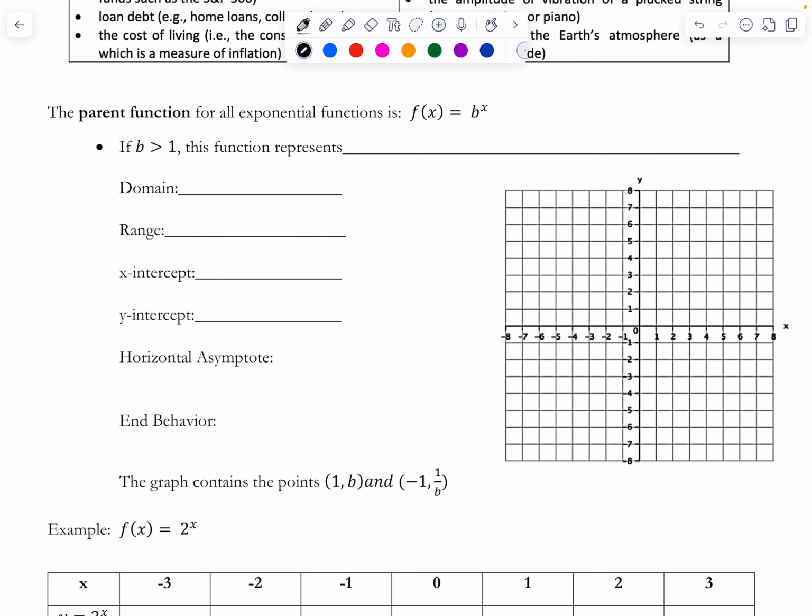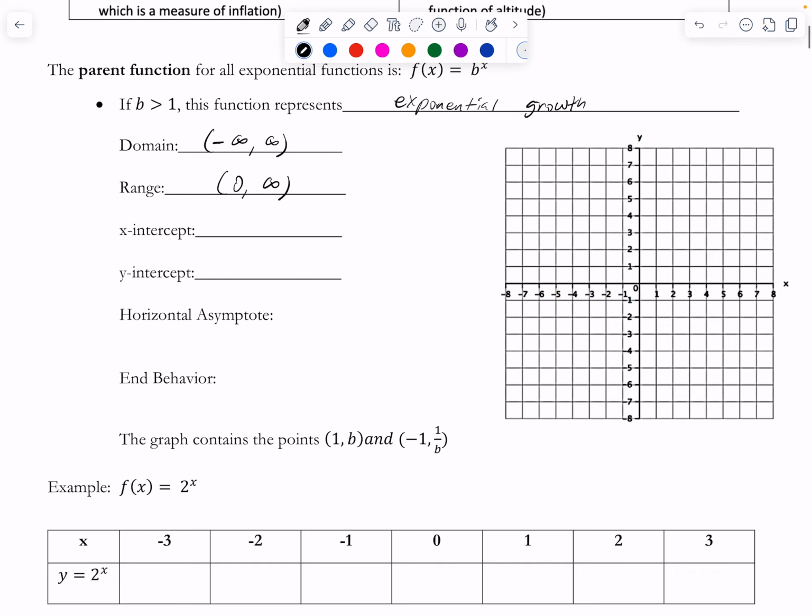If we have our base, so this b base is greater than 1, this represents exponential growth. The domain for this function is going to be negative infinity to infinity. You can plug in any value you want. The range, as you'll see when we graph, is going to be 0 to infinity. The x-intercept is going to be none. We actually have a horizontal asymptote at the x-axis. The y-intercept is (0, 1).